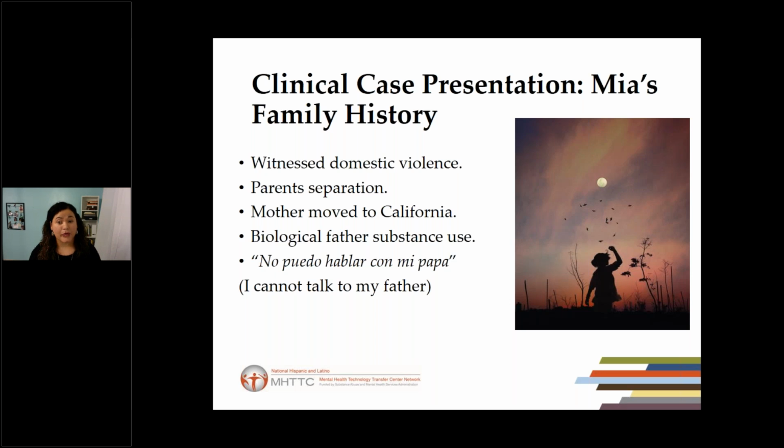So they witnessed domestic violence. The girl started witnessing it since she was born. Both parents separated, and then an organization helped the mother to move from the other state to California. One of the things that this girl expressed through therapy was "no puedo hablar con mi papá," so it was like, I cannot talk with my father. She was feeling sad at the same time that she was feeling safe because she was far from her dad.